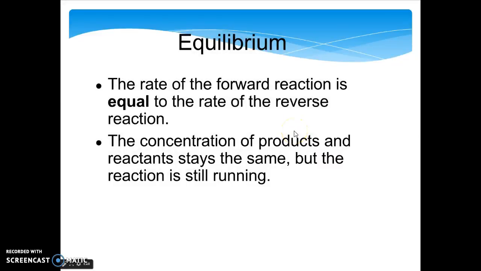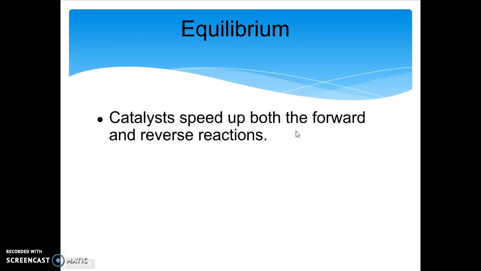So, what this really means is that the rate of the forward reaction is equal to the rate of the reverse reaction. But what really this means, and what's very important to understand, is that the concentration of the products and reactants overall are actually going to stay the same. But the reaction is constantly running, right? So the concentration of the N2O4 and the NO2 from the previous slide remain constant, but what's happening is the forward reaction and the reverse reaction are happening at exactly the same rate, so no net change actually occurs.